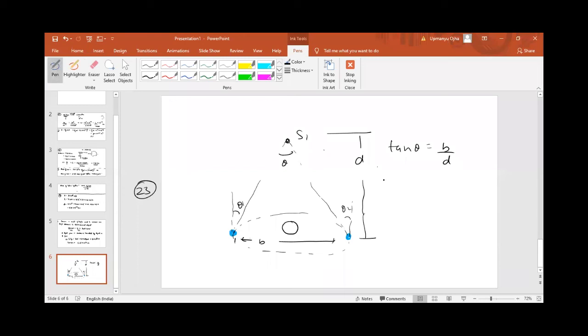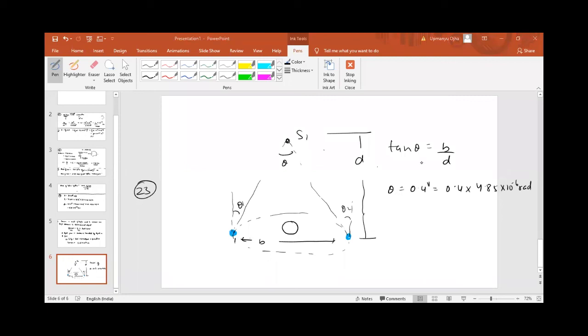Now theta is given to us. Theta is 0.4 seconds, which is equal to 0.4 into 4.85 into 10 to the power minus 6 radians. That is theta.